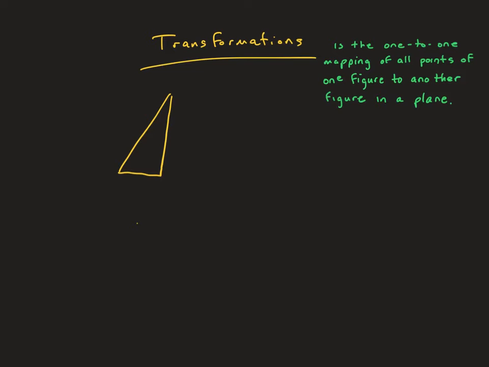As we have these transformations, a transformation is a one-to-one mapping of all points of one figure to another. So in this figure, I have ABC, and then I have a second figure. I have created a transformation, and hopefully you can see that these two figures are identical in shape and size as I have a slide.